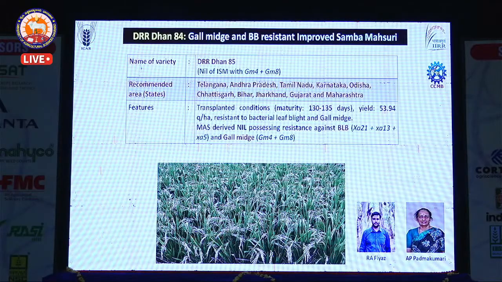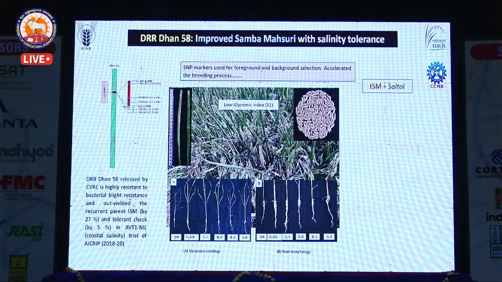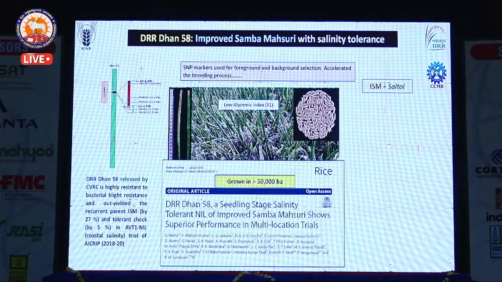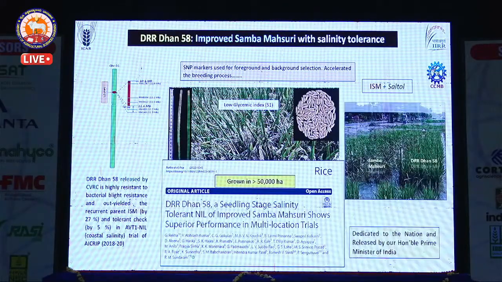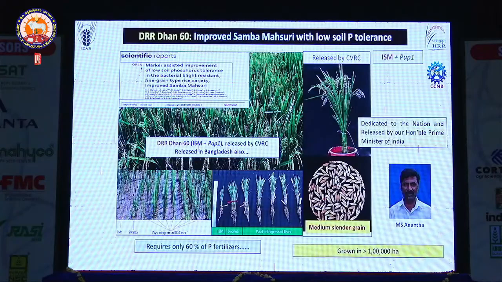It showed immune reaction to gallage, along with bacterial blight resistance. We have added a trait of salinity tolerance, scored on a 1 to 9 scale for foliar damage, in the background of improved Samba Masuri, and developed DRR-58. Another important development is adding low soil phosphorus tolerance, which can reduce phosphorus fertilizers. It is doing really well in the Gangavati area of Karnataka.